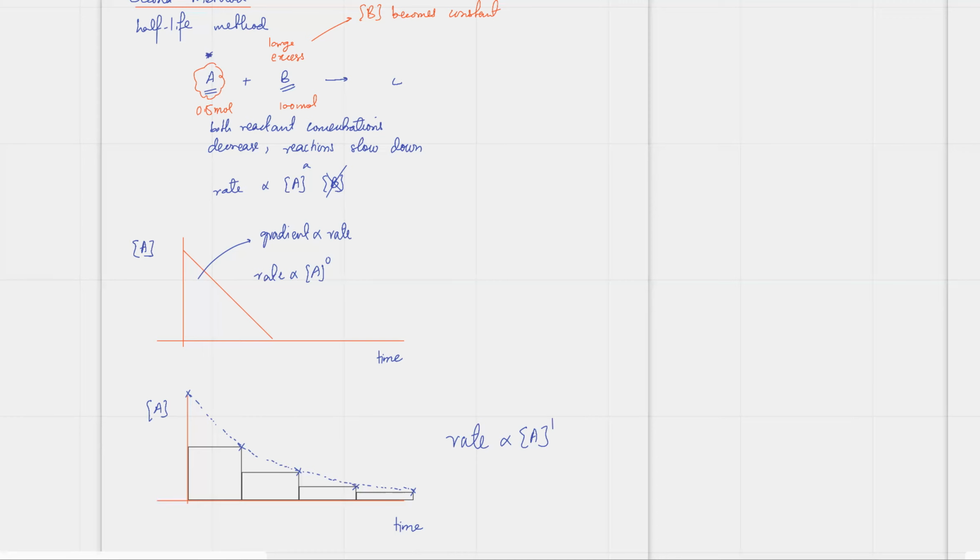Okay, is this clear? Adam, Ethan, is this clear? Lubena, Shafaq, is this clear? Yes, sir.